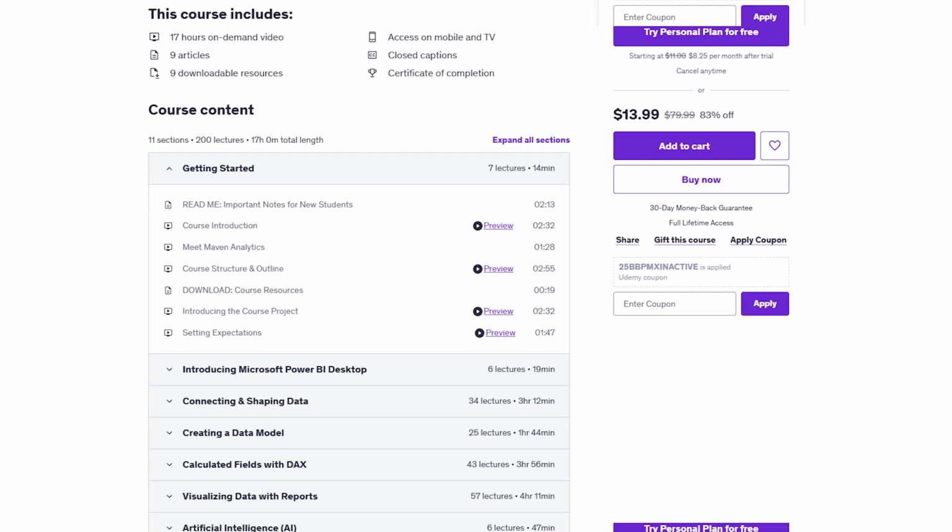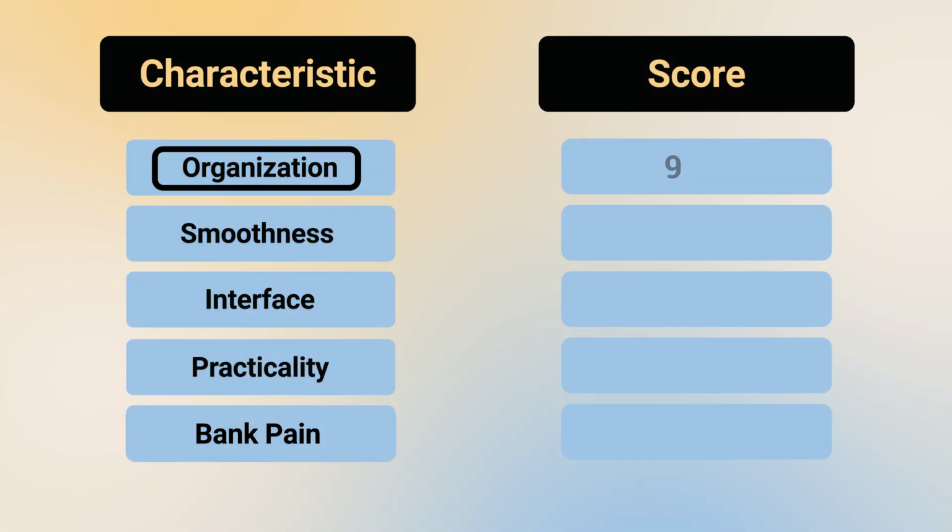First, organization. I will say this course is very well organized. The sections are laid out nicely and it tends to stay on topic. I'm giving it a 9 out of 10.